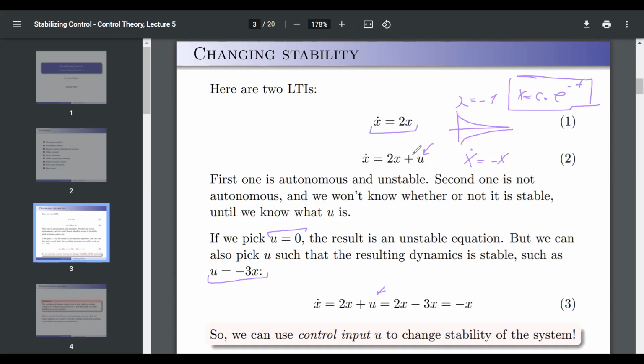So suddenly, if we pick this control law, the system becomes stable. And that is not something that we so far thought about. But as we can see, it works. And that makes it instantly very, very interesting. So we can use control input U to change the stability of the system. That is a big message. All right. Any questions so far?